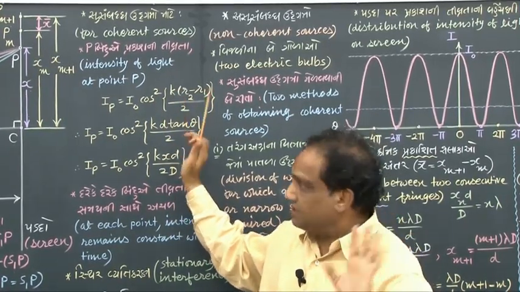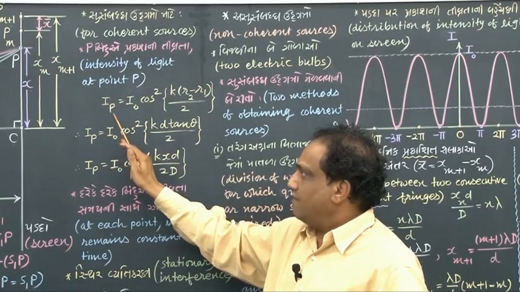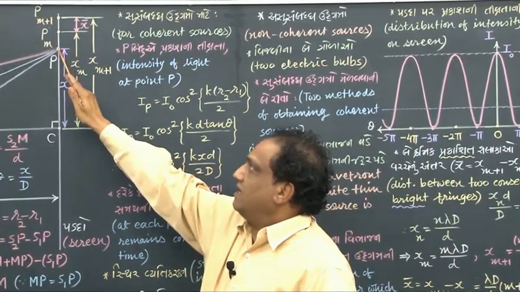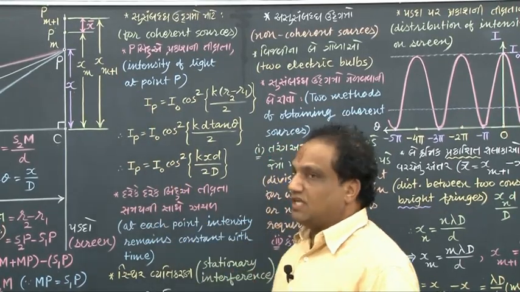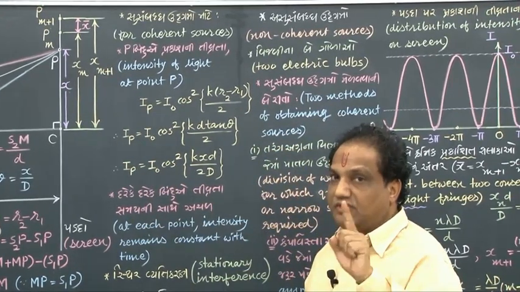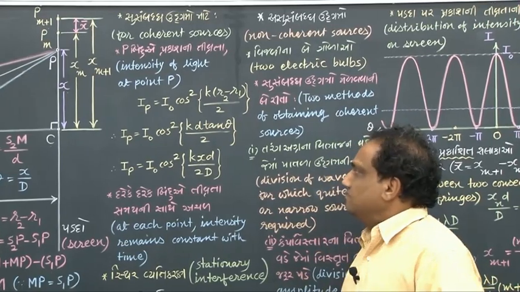So don't bother for that. And instead of I, I am writing IP, because at present I am finding the intensity of light at point P. That's why I am putting IP. What is I0? Maximum intensity. I0 is maximum intensity. Fine.